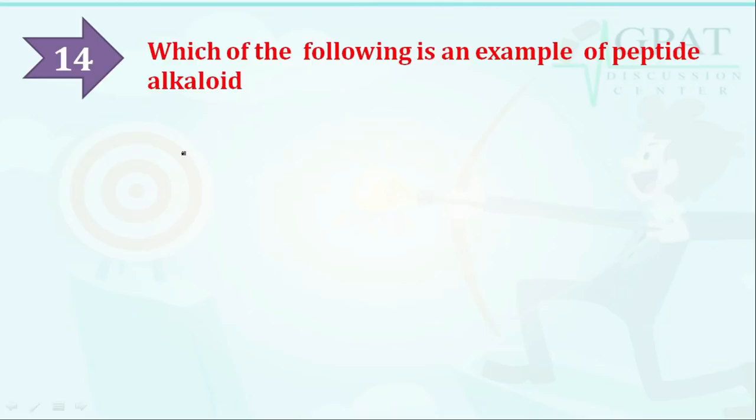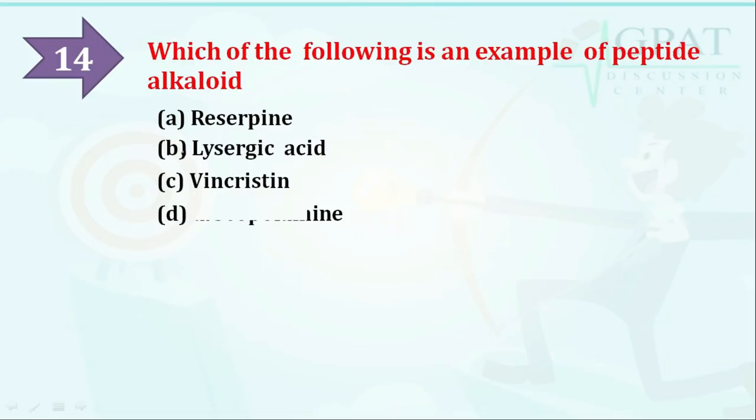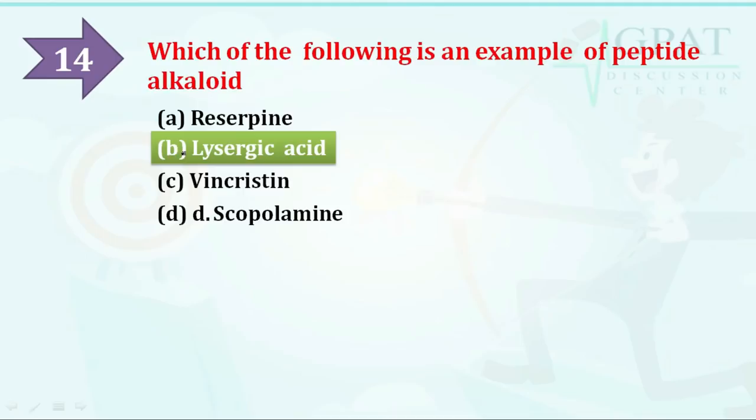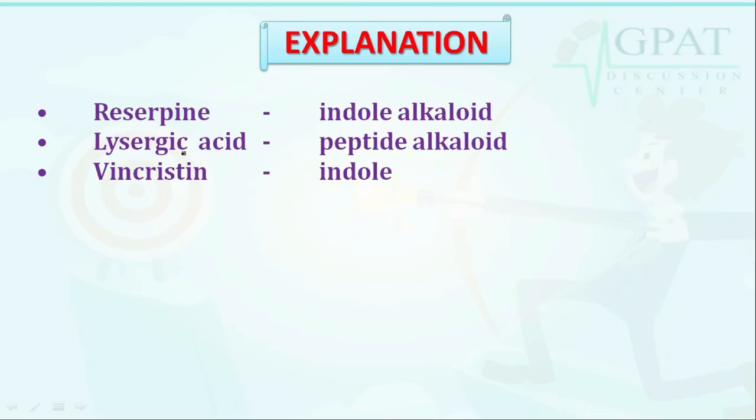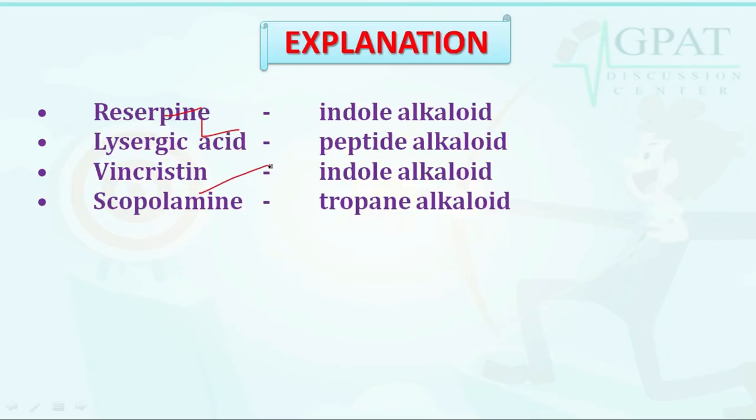Which of the following is an example of peptide alkaloid? And the options are, option A is reserpine, option B is lysergic acid, option C is vincristine, option D is scopolamine. The correct example of peptide alkaloid is lysergic acid. Here we have just an explanation that reserpine is an indole alkaloid, whereas lysergic acid is a peptide alkaloid, vincristine is indole, and scopolamine is a tropane alkaloid. So this is all about this question.